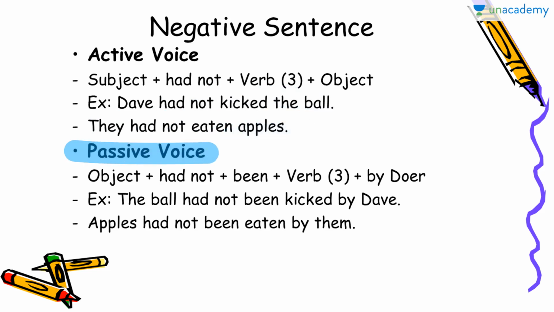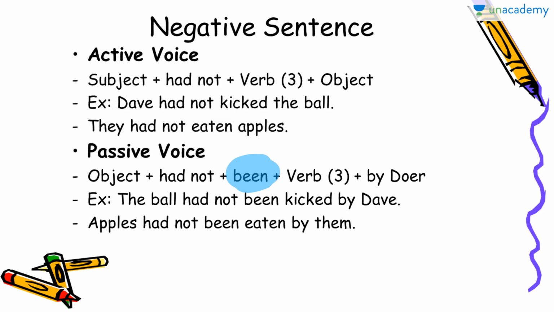In passive voice, the sentence will start with object. It is the same thing on which work is done, then had not plus been plus verb third form, and then by doer. So whether it is present perfect, past perfect, or future perfect, been is going to be there in passive voice. So you can make a note of this, and it will be helpful in diagnosing the sentences when we have exercises to do.